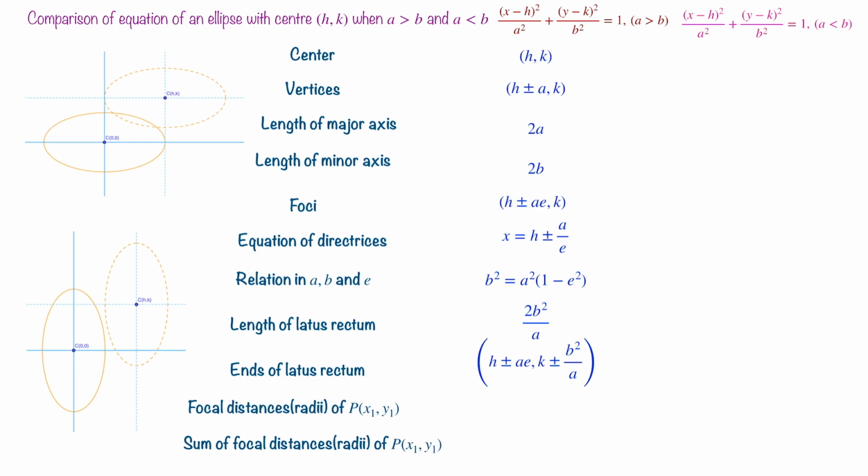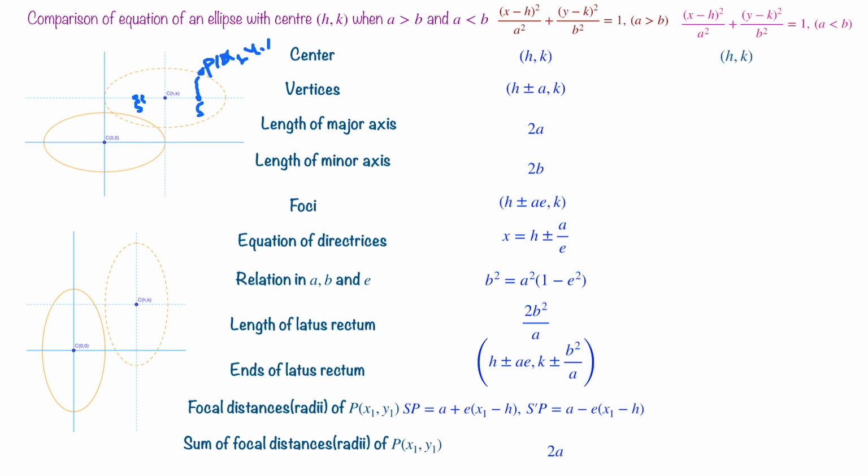Similarly, for the focal distances of a point P (x1, y1), let us say here is S dash and here is S. Just like we did earlier, we can get SP equal to a plus e times (x1 minus h), and S dash P equal to a minus e times (x1 minus h). Again, the sum of the focal distances of the point (x1, y1) is 2a, because if you add these two up, the e times (x1 minus h) terms cancel, so we have 2a.